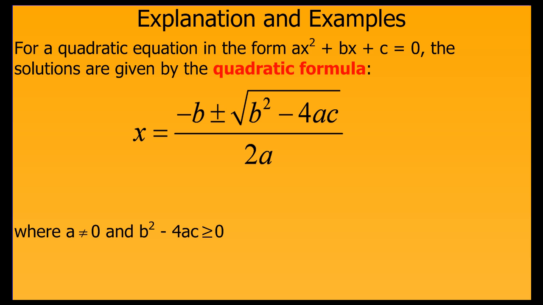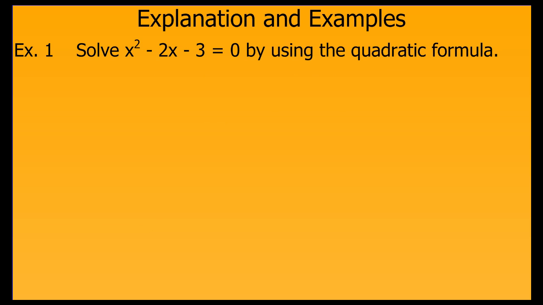x equals the opposite of b plus or minus the square root of the quantity b squared minus 4ac all over 2a, as long as a is not equal to 0 and b squared minus 4ac is greater than or equal to 0. So let's look at this example.